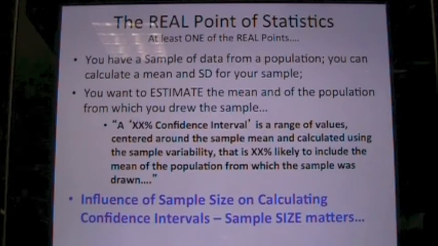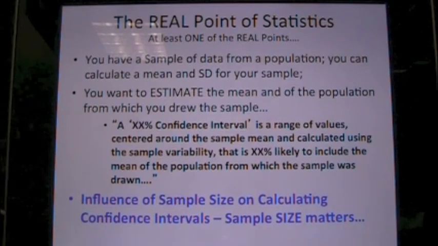So one of the real points of statistics: you have a sample of data from a population, and from that you can calculate a mean and a standard deviation for your sample. If you want to estimate the mean of the population from which you drew the sample, which is one of the things we like to do in stats, your single best point estimate is certainly the mean of the sample. You got a sample, you got a mean, and that's probably the population mean.